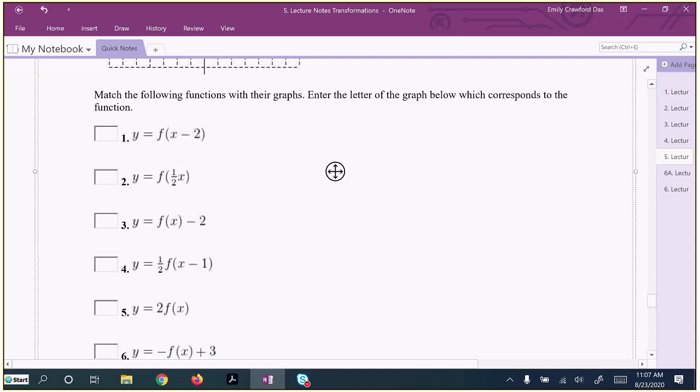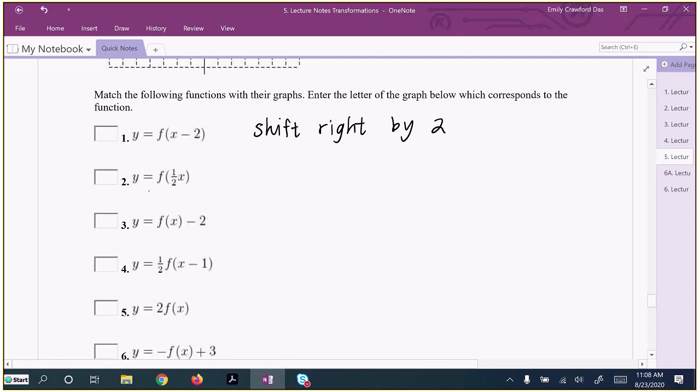So the first is f of x minus 2. And we're not even thinking about what the function f looks like at this point. Just in general, what kind of a transformation is f of x minus 2? Well, I see that I have 2 subtracted from the x-coordinate, so this should be a horizontal shift. Should it be left or should it be right? Because horizontal shifts are counterintuitive, it should be shift right by 2.